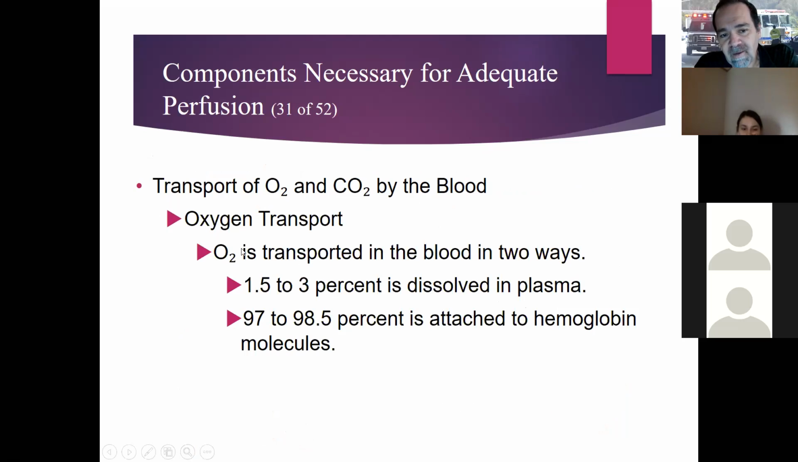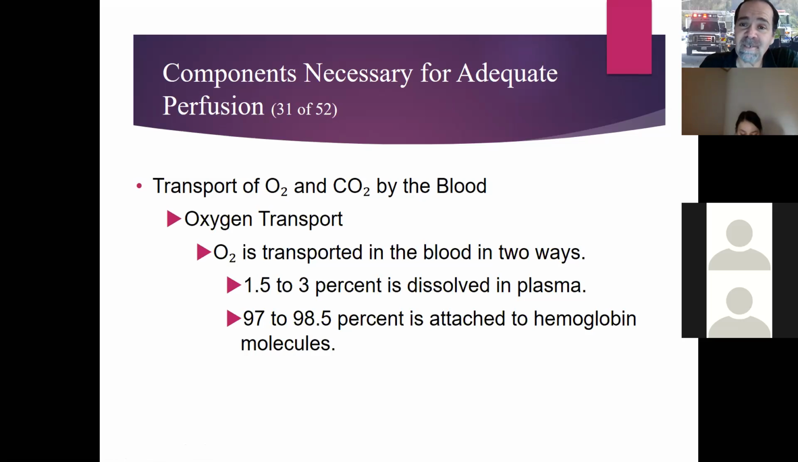Oxygen transport, O2 is transported in the blood in two different ways. 1.5 to 3% is dissolved in plasma. Now, have you all ever seen a pulse oximeter? Are those the little clips that you put on your fingers to check? Yeah, that's what it is. A pulse oximeter is a little device that you put on your fingers. Sometimes they put on your earlobe, sometimes they put on your skin. So you can actually determine the amount of oxygen that's within plasma.